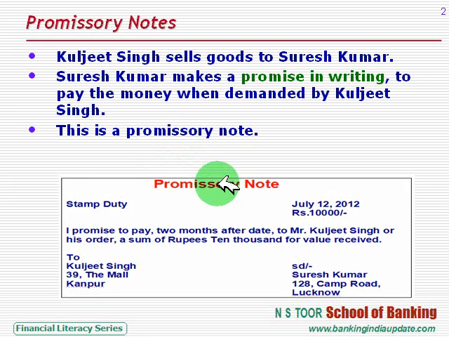So, in a promissory note, we find that a promise is being made. So here is this promise. I promise to pay 2 months after date to Mr. Kuljit Singh or his order a sum of rupees 10,000 for value received. So it is signed by Suresh Kumar and it is addressed to Kuljit Singh and it is dated also. Amount is written in figures also, amount is written in words also. In addition, stamp duty is also paid on this.